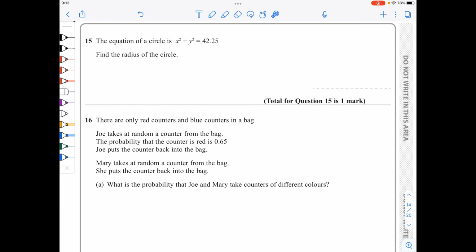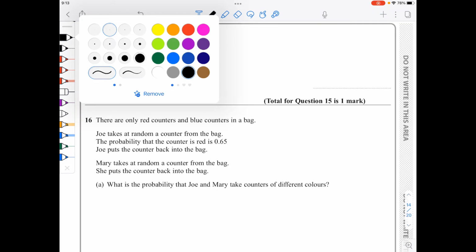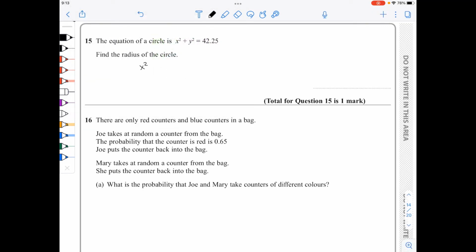15, the equation of a circle is x squared plus y squared is 42.25. Find the radius of the circle. Now, the equation of a circle is x squared plus y squared is r squared if the center is at the origin. So by comparing, the 42.25 is r squared. So r squared is 42.25, which means that r is the square root of this, which gives an answer of 6.5.